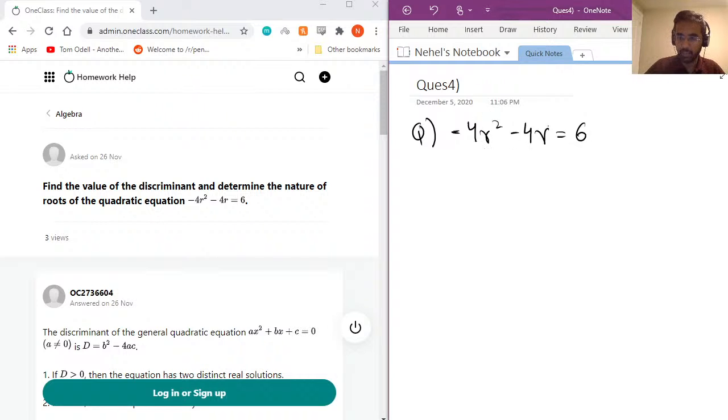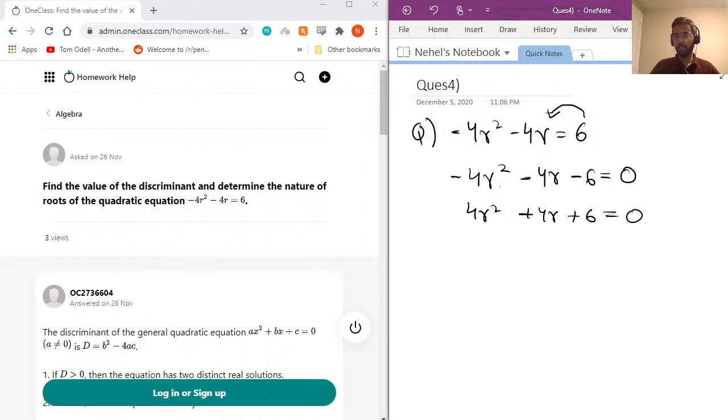To make it look more like a quadratic equation, we will take the 6 to the other side, or subtract 6 from both sides, and we get negative 4r squared minus 4r minus 6 is equal to 0. Then we multiply the entire equation by negative 1, which gives us 4r squared plus 4r plus 6 is equal to 0. So this is the quadratic equation in hand, and what we have to do is calculate the discriminant of this.